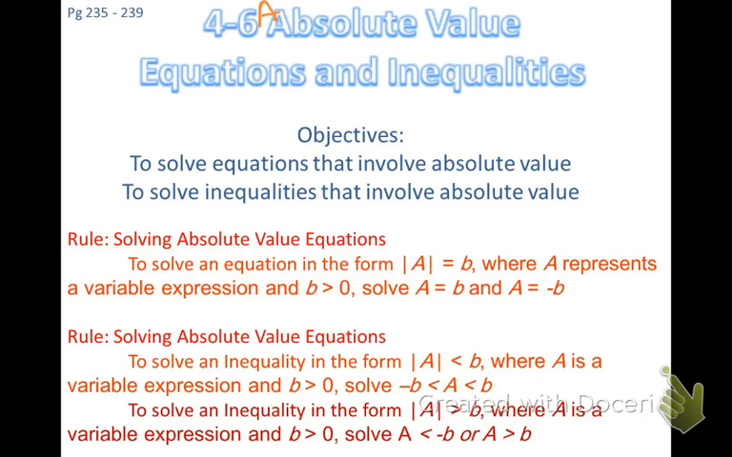The rules that we are going to be working with today are for solving absolute value equations. To solve an equation in the form absolute value of A equals B, where A represents a variable expression and B is a number that is greater than 0, we are going to solve where A equals B and A equals negative B. So you're going to have two equations to work off of in one problem.